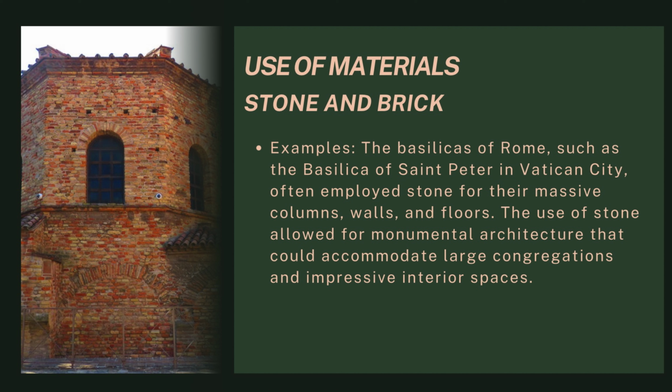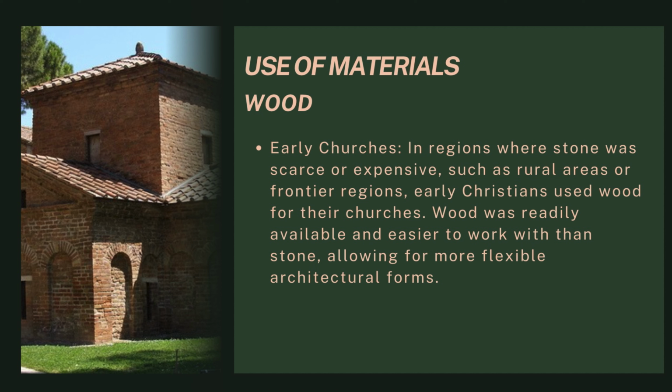Peter in Vatican City, often employ stone for the massive columns, walls, and floors. The use of stone allowed for monumental architecture that could accommodate large congregations and impressive interior spaces. Second one is the wood.